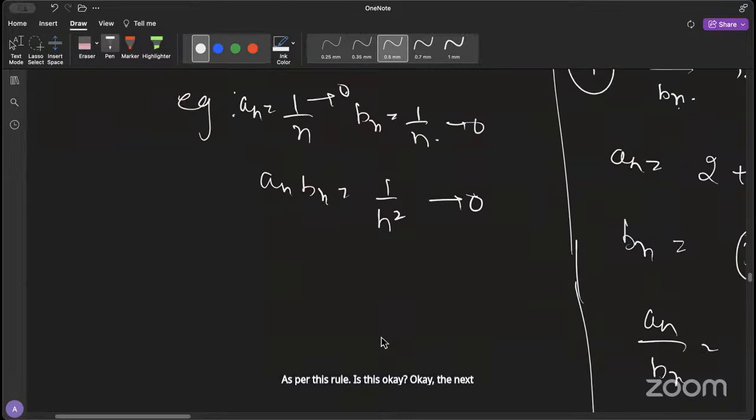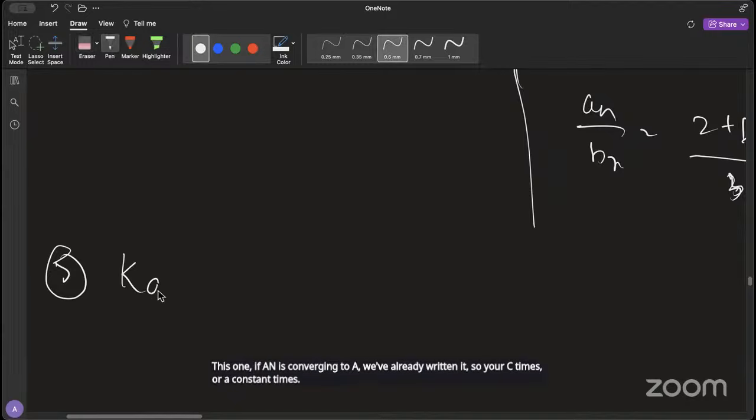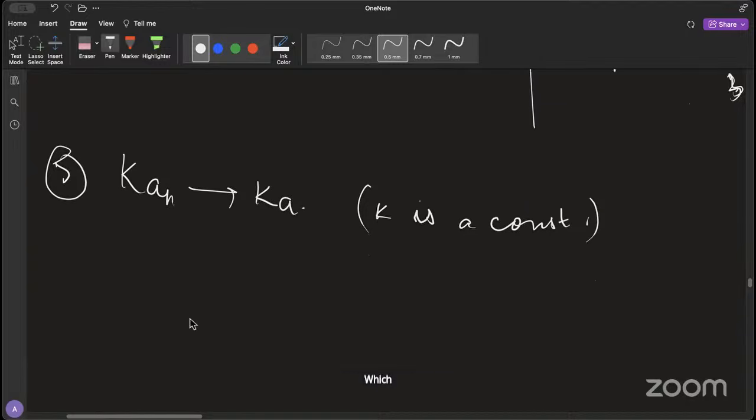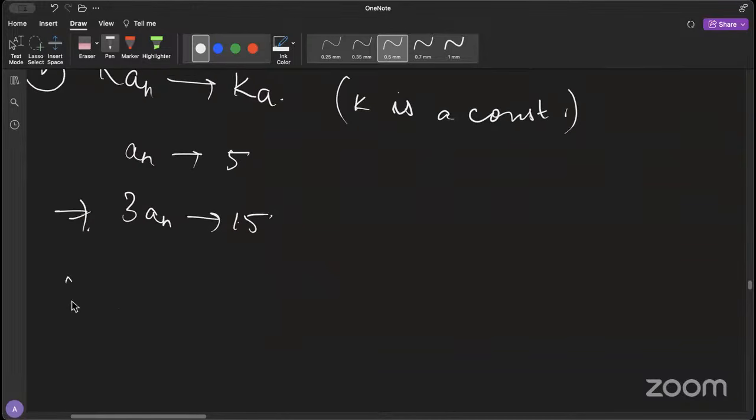Okay, the next property that we have is this one. If An is converging to A, we've already written it, then a constant times An goes to constant times A, where K is a constant. Which means if An is going to, let's say 5, then 3 times An will converge to 15. Similarly, if you have An going to A, then k to the power An will go to k to the power A.